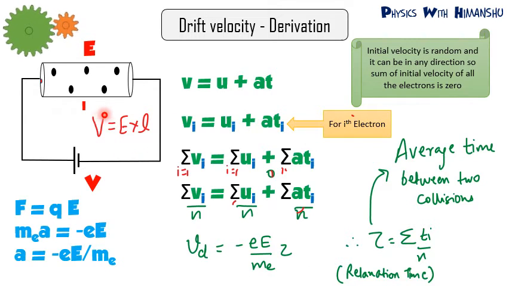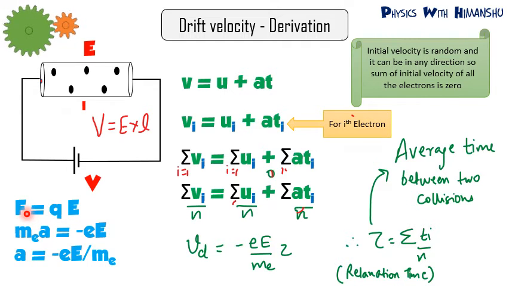We have already read this formula, that potential difference is equal to electric field into length. Basically, as soon as we switch on the battery, there will be a potential difference. If there is potential difference, then there will be an electric field. If there is an electric field, then there will be force on the charges. So force on a charge is F equal to QE. This formula we have already covered in electrostatics.